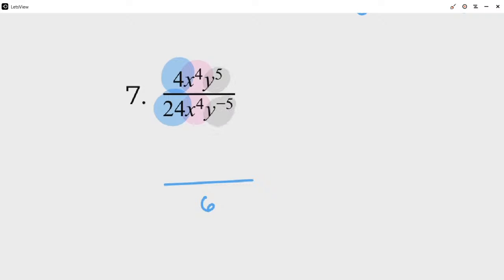Okay, and then the last part is y to the fifth over y to the negative 5. So since we're dividing those, we can subtract the exponents. And 5 minus negative 5 is 10. So the final answer would be y to the 10th power over 6.